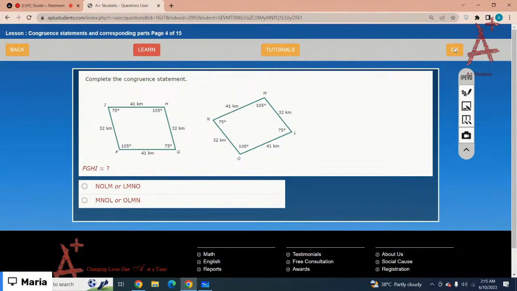Okay, complete the congruence statement. So FGHI 105, 75, 105. So you have to look at the same thing. Got it? It would be 105, 75, 105, it would be MNOL and OLMN. That would be the second option. Got it?